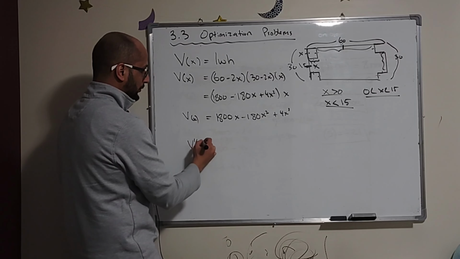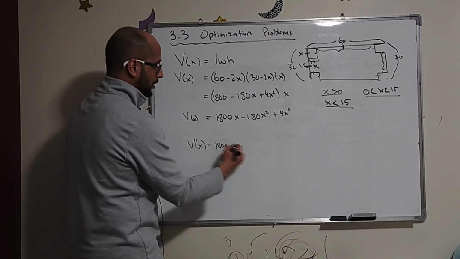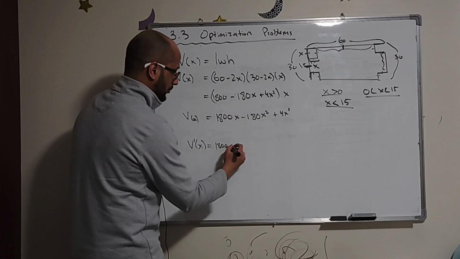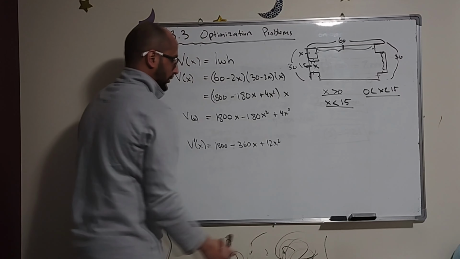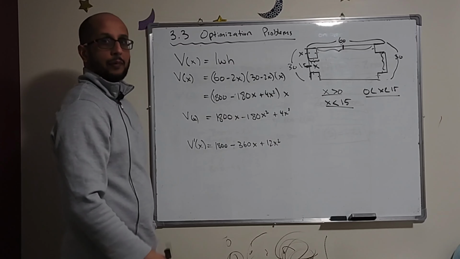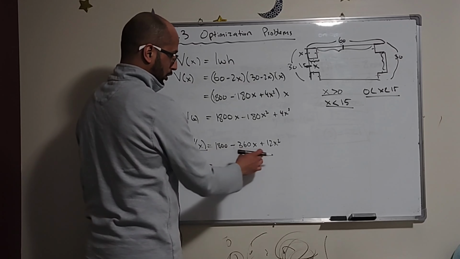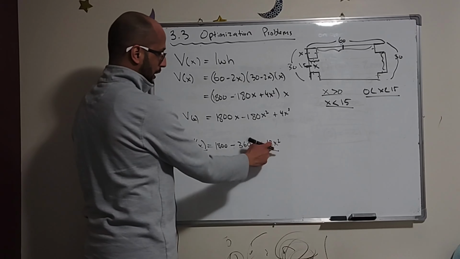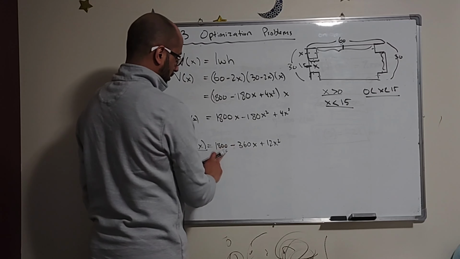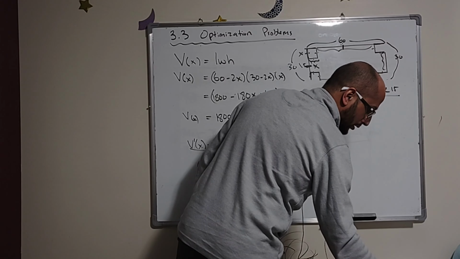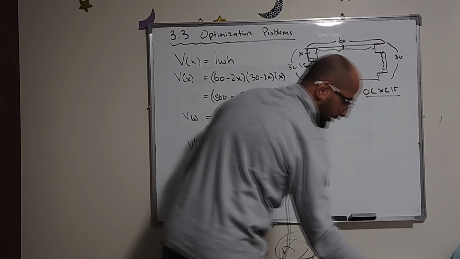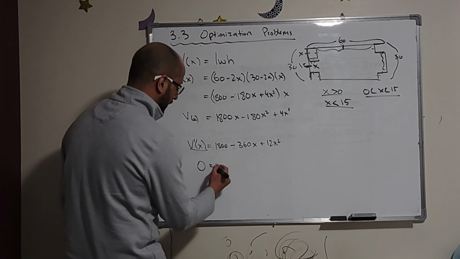Now we're going to find the derivative. 1800 minus 360x plus 12x squared. Now we're going to set the derivative equal to 0 and find the factors. In order to find the factors, I'm just going to check if 12 can be factored out. I know 12 can be taken out of here. Can it be taken out of 1800? I'm going to cheat a little bit and say yes, it can. So I can factor out a 12.